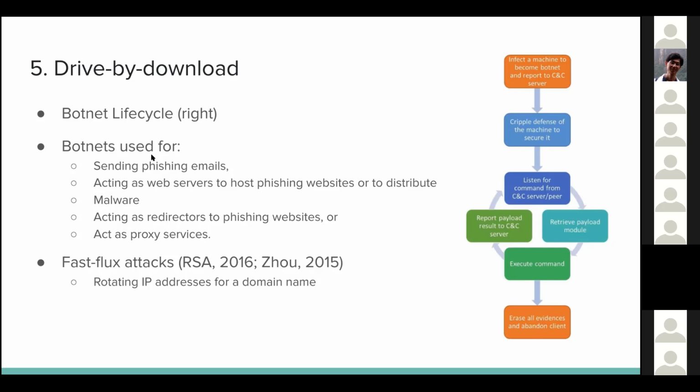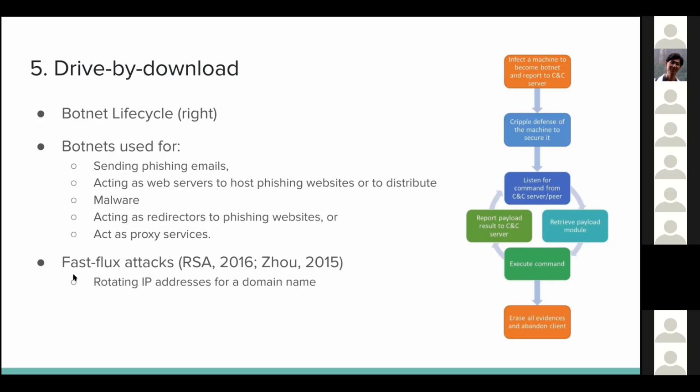Some examples of what a botnet can be used for is to send phishing emails or potentially to act as a web server to host phishing websites or to distribute them. I can look into details of how this works. I have not yet. Then the botnet can also act as a redirector to a phishing website or as a proxy service.